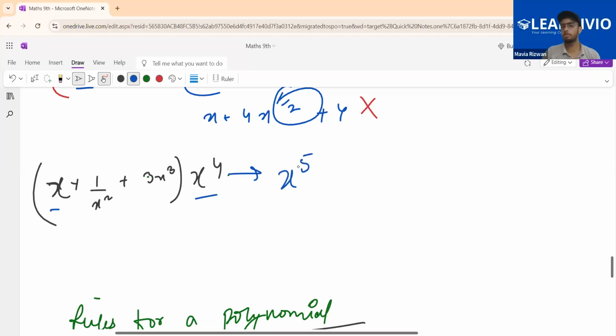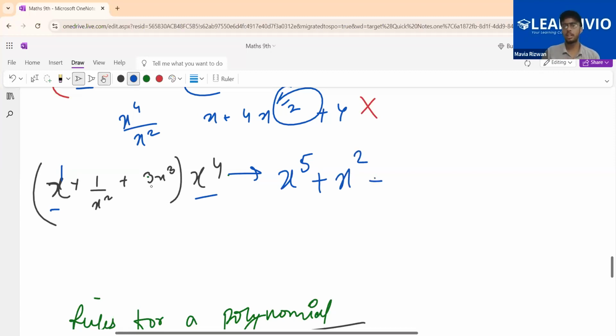I hope this is clear to you. How I did it, right? The powers add up. Now, see, this is in the denominator. So x raised to the power 4 by x raised to the power 2. What will the powers do, add or subtract? Subtract. So it would be x, 4 minus 2, that is 2, right?